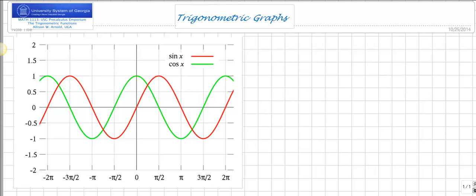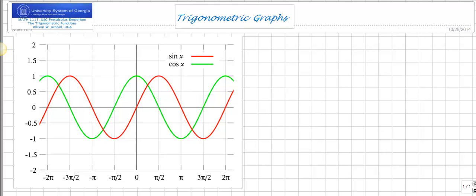Let's take another look at graphing trigonometric functions and consider not only the patterns for sine and cosine, but some terms that we use with periodic functions, which are functions that repeat a pattern. And those words are period, amplitude, and phase shift.